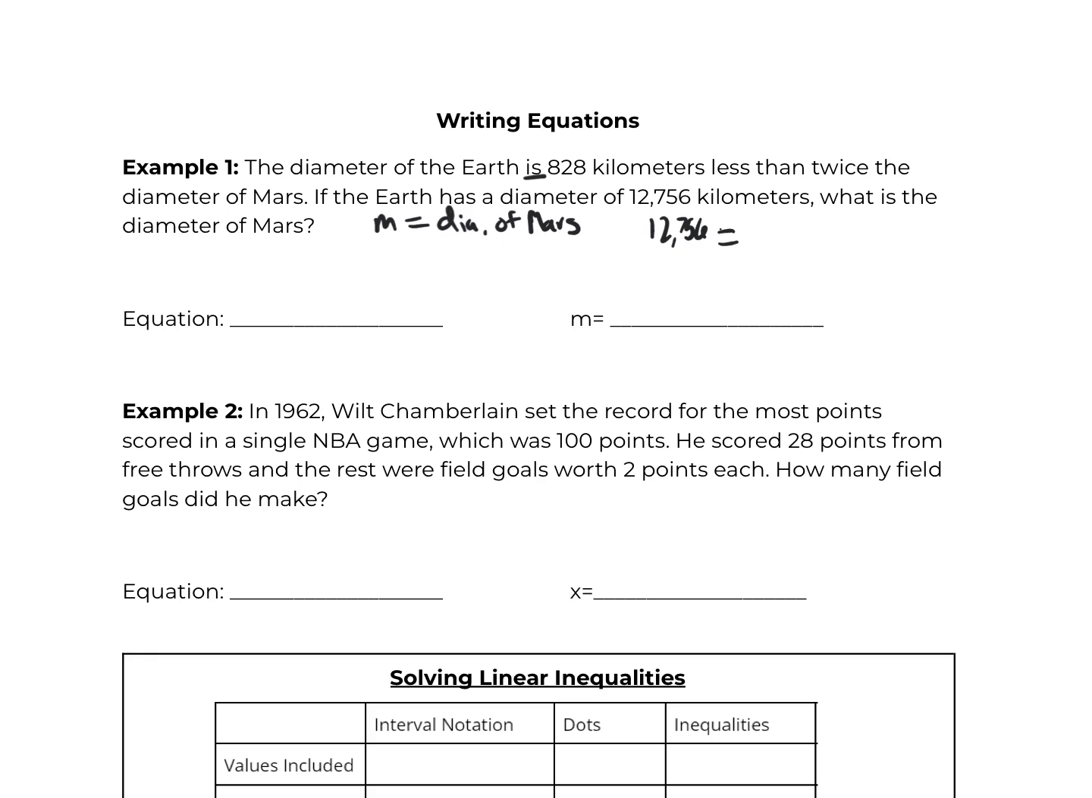Now what I do know is that I've already assigned m to equal the diameter of Mars. So twice the diameter of Mars we could write as 2m, and 828 kilometers less than means I can subtract 828. So now I've set up my equation. So I'm going to rewrite it with the 12,756 on the other side. So 2m minus 828 equals 12,756. Now to solve that, of course, I can add 828 to both sides.